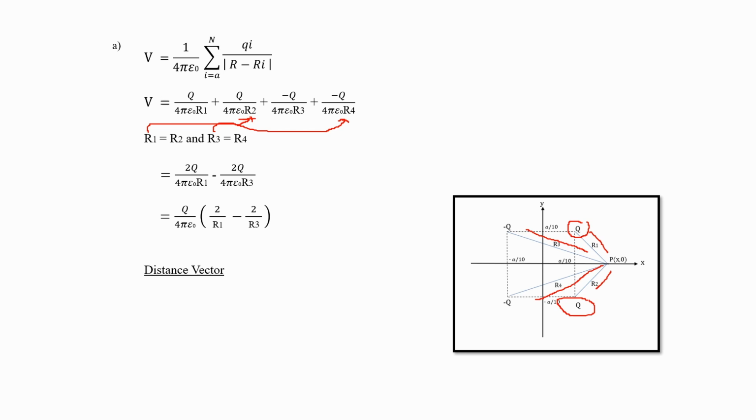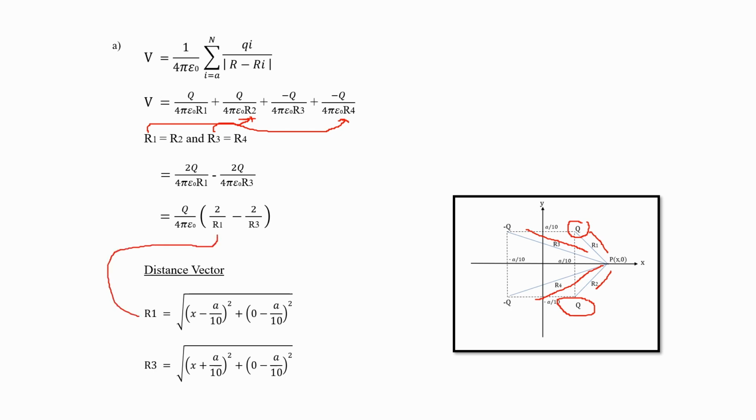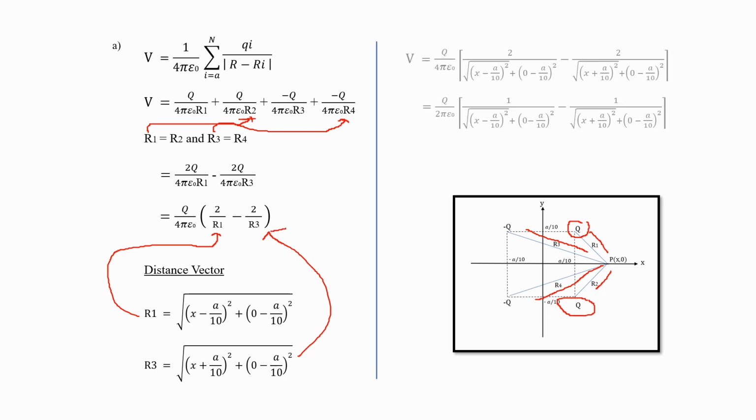So we can use the distance formula, whereby R1 equal to the square root of (x minus a over 10) squared plus (0 minus a over 10) squared. This also applies to R3. So we can put R1 into this equation, and R3 also goes into this equation. So the answer will be this one after the factorization.